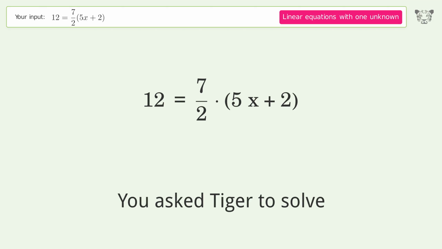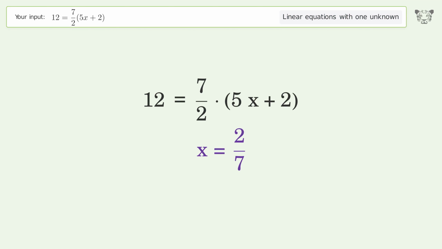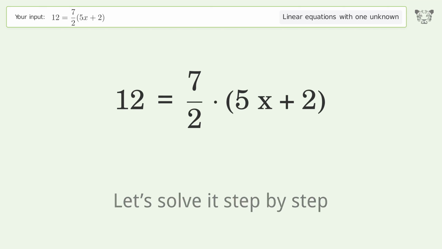You ask Tiger to solve this. It deals with linear equations with one unknown. The final result is x equals 2/7. Let's solve it step by step.